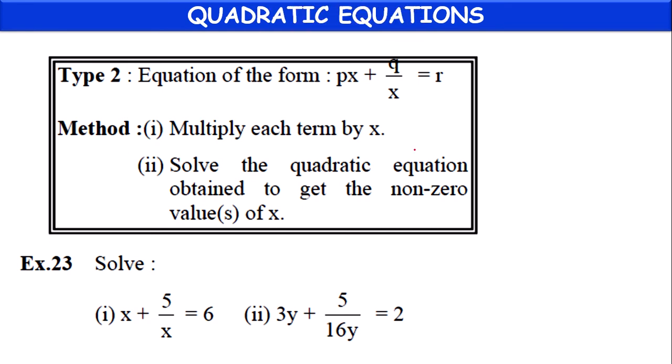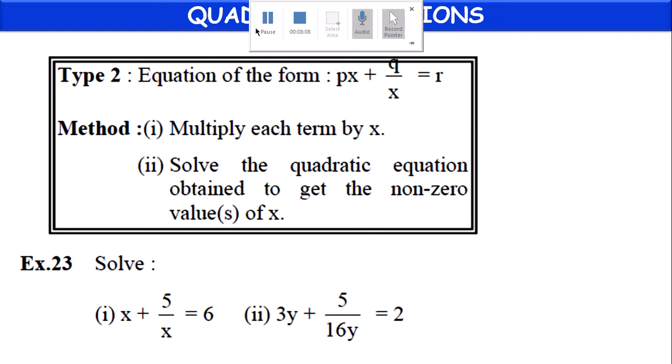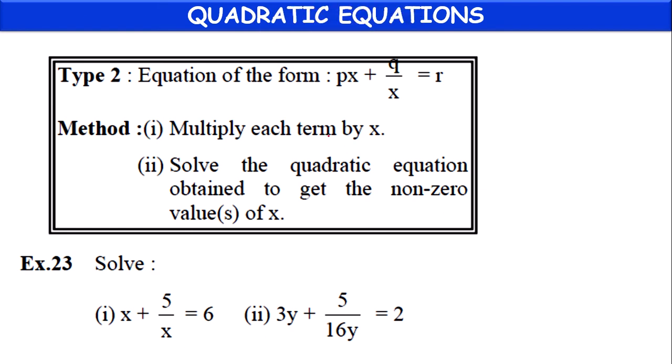So now we have type 2 equations. Type 2, children. Here, equations of the form px plus q by x plus r, meaning one x term and one 1 by x term. Here we have a 1 by x term and an x term.